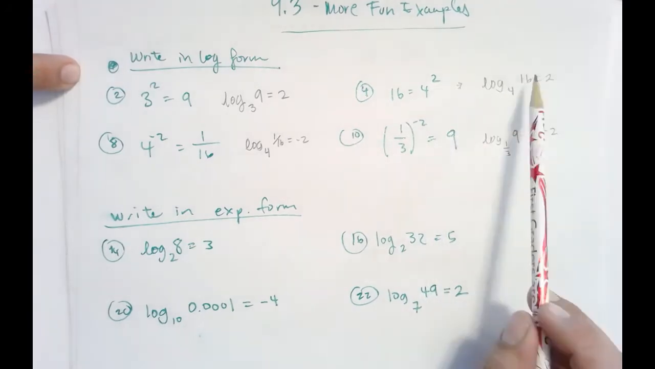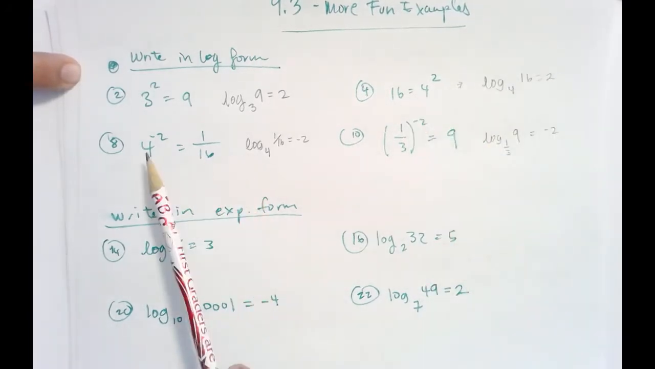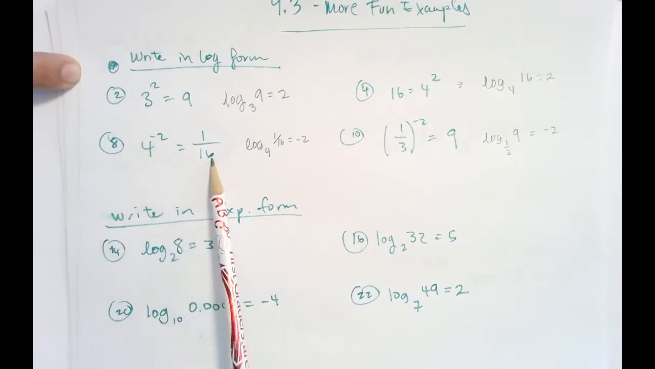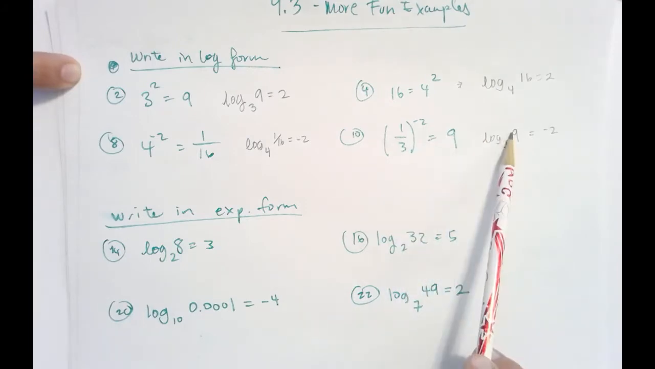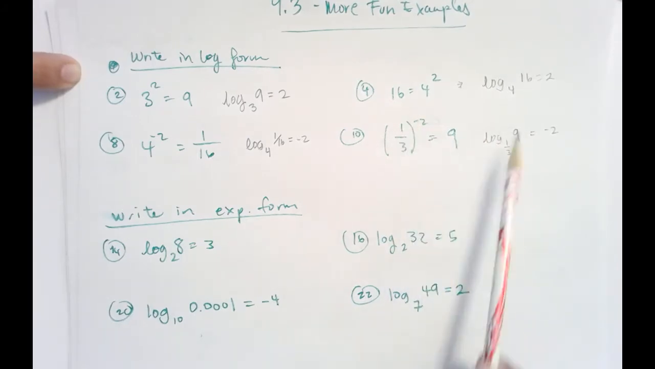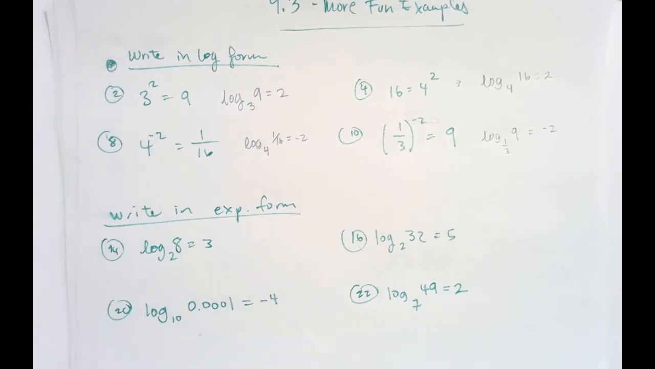Log base 4 of 16 is equal to 2, right? Log base 4 of the argument, which is 1 over 16, is equal to the exponent, which is negative 2. Log base 1/3 of the argument, which is 9, is equal to the exponent, which is negative 2. Okay, and then we know how to write these in exponent form.